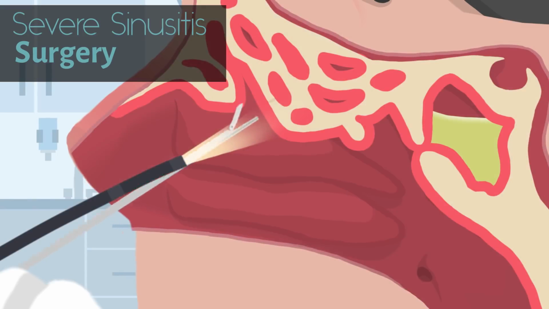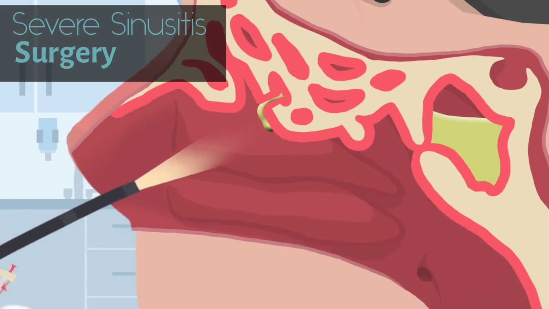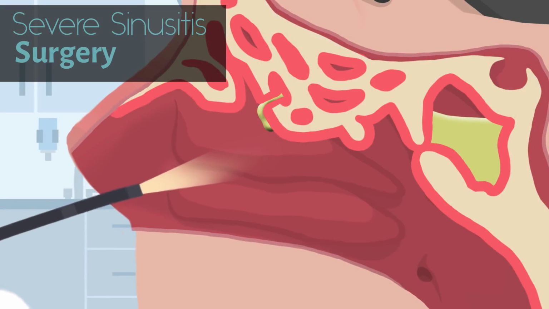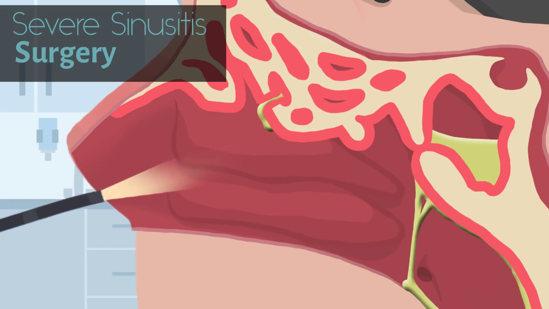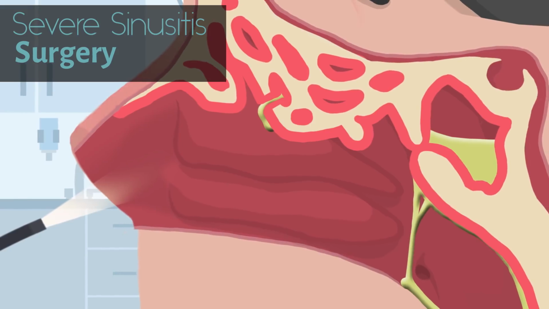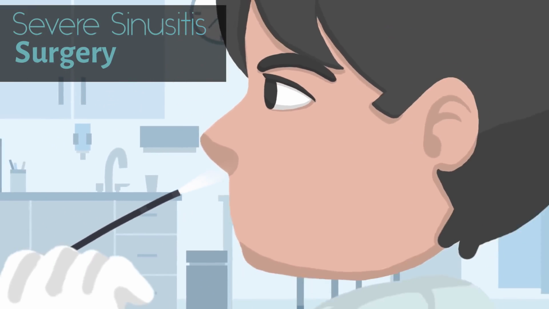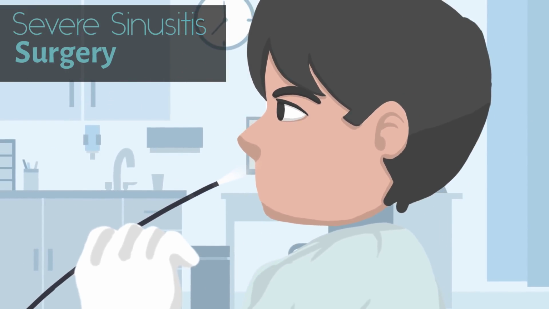Surgery may be done to remove small amounts of bone or other material blocking the sinus openings, or to remove growths blocking sinuses, also called polyps. Normally, a thin lighted tool called an endoscope is inserted through the nose so the doctor can see and remove whatever is blocking the sinuses.